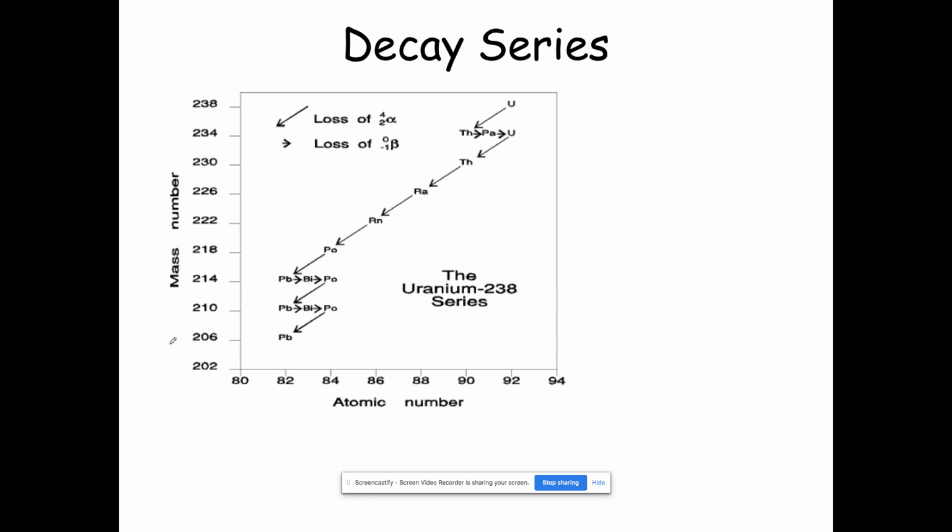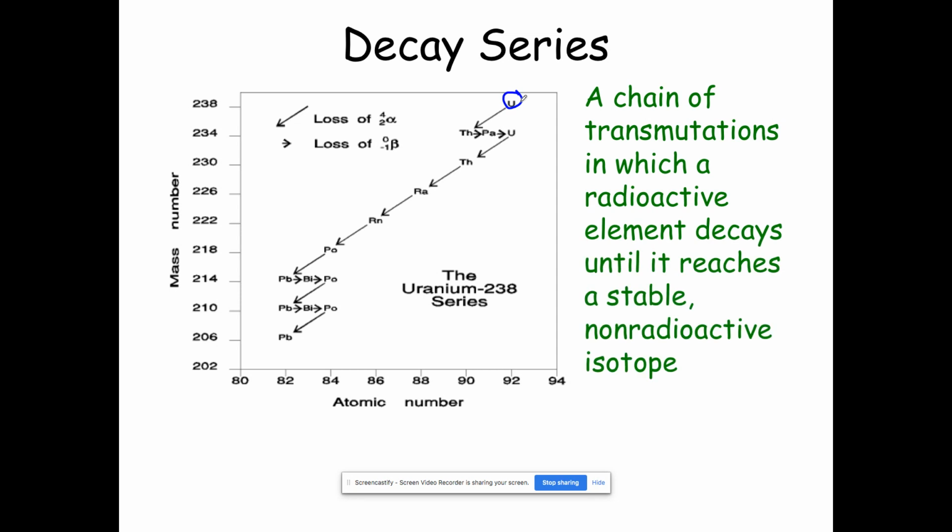So anyways, look at where the graph starts. It starts here. That is uranium. How do I know it's uranium? Besides the fact that it says U, it's at number 92. What is the mass of uranium? 238. Now, uranium-238 is an unstable radioisotope. It's going to decay. How is it going to decay? Well, if you look, it's going to be a series of many different ones. So, again, to define, it's a chain of transmutations in which a radioactive element decays until it reaches something that is stable and non-radioactive. So let's take a look at this graph.